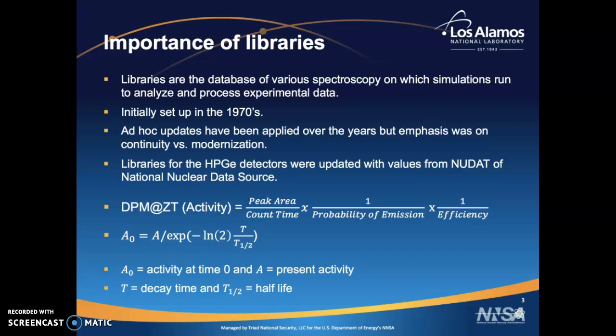And here we have the mathematical definitions of radionuclear activity, later referred to as disintegrations per minute at zero time, dpm at zt, and radioactive decay equation. The peak energy and area comes from the analysis, and this peak energy is matched to the library to determine the isotope. The probability of emission and half-life are also from the library, while the efficiency is from the detector calibration.